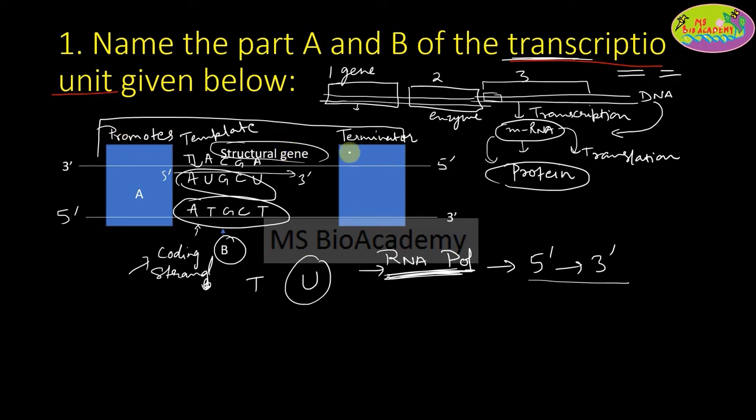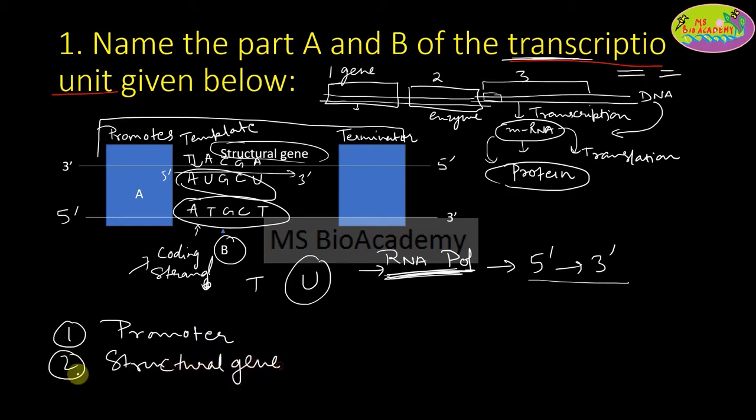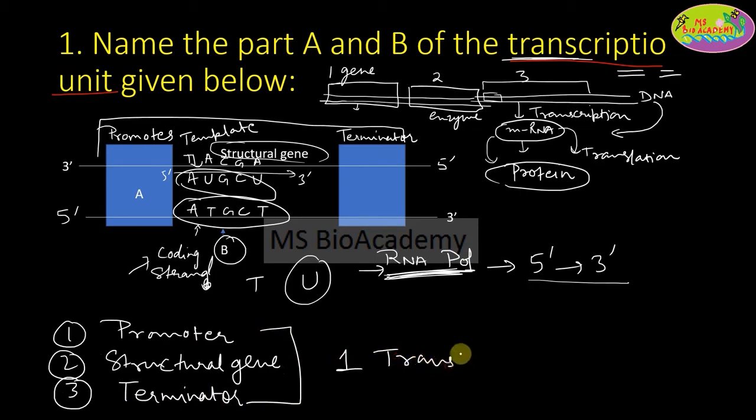So the whole transcription unit consists of what? It consists of the promoter, the first region where the RNA polymerase will bind. Second is the structural gene region. Please do remember all these extra points also because sometimes these questions can come, right? So do remember them. And the third one is the terminator region. So these make up one transcription unit, right?